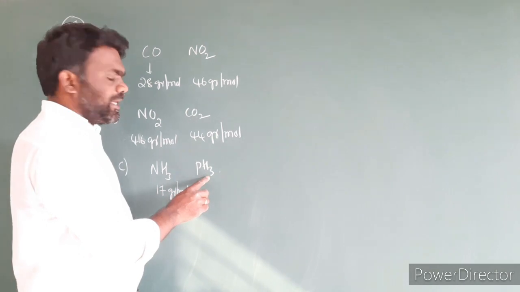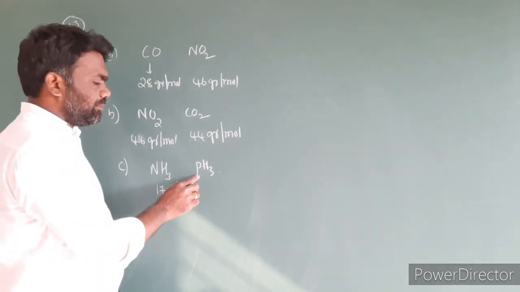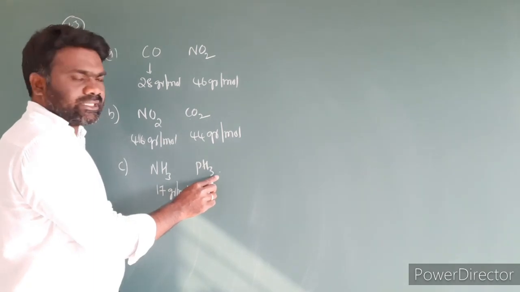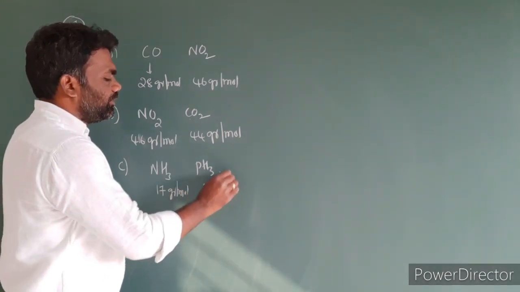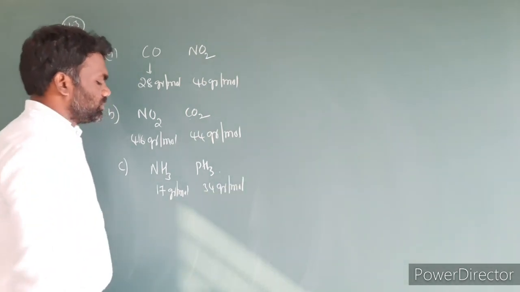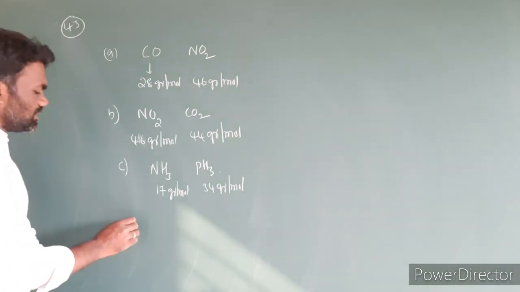Here is PH3. Phosphorus is 31. The atomic mass is 31. Hydrogen is 3. The total is 31 plus 3, 34. 34 gram per mole. So look at here, both of them have different molecular masses. So this is not the correct option.